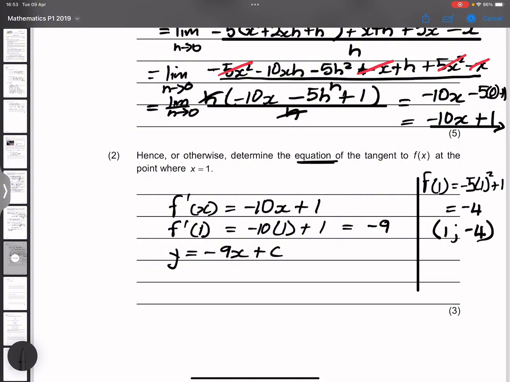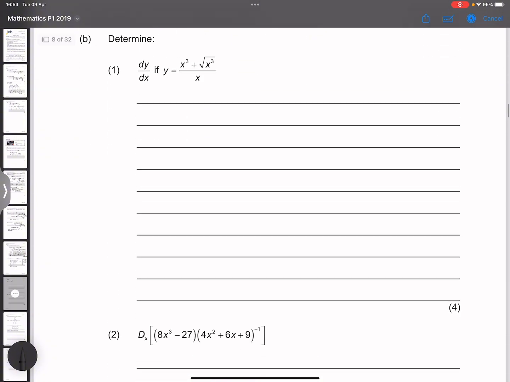So I'm going to substitute that point there, negative 4 for y when x is 1, and get the c value. So in this case, I've got minus 9. If I take it to the other side, it becomes positive. So c will be equal to 5. So the equation of our tangent will be y equals minus 9x plus 5. I hope that makes sense, ladies and gents. Right, as we swiftly move on.